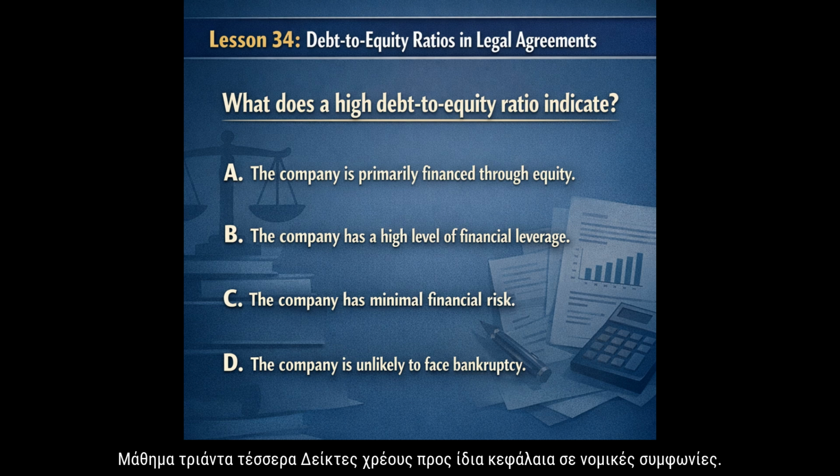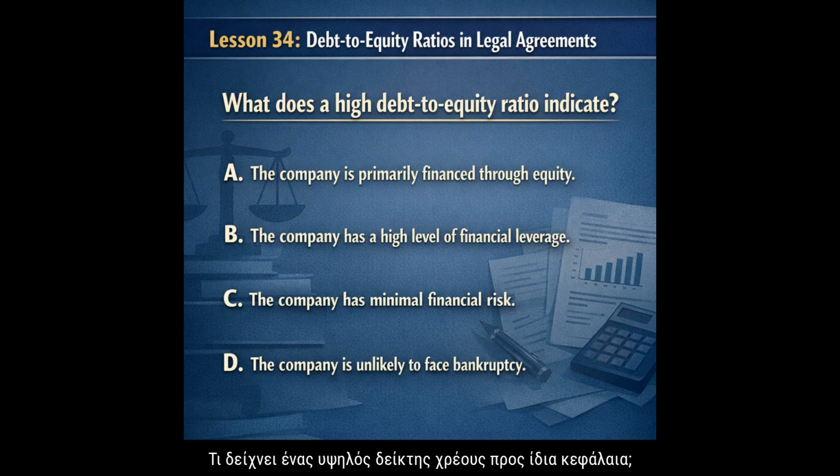Lesson 34. Debt-to-equity ratios in legal agreements. What does a high debt-to-equity ratio indicate? A. The company is primarily financed through equity. B. The company has a high level of financial leverage. C. The company has minimal financial risk. D. The company is unlikely to face bankruptcy.